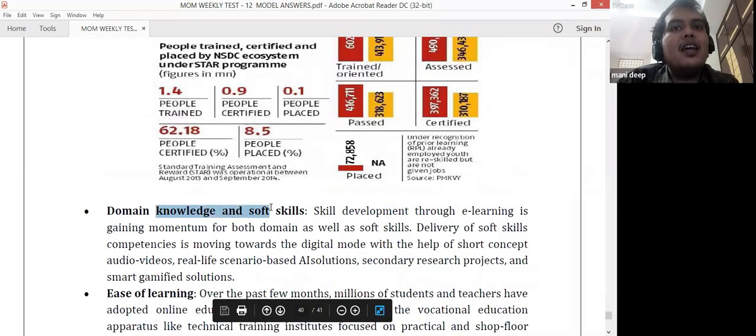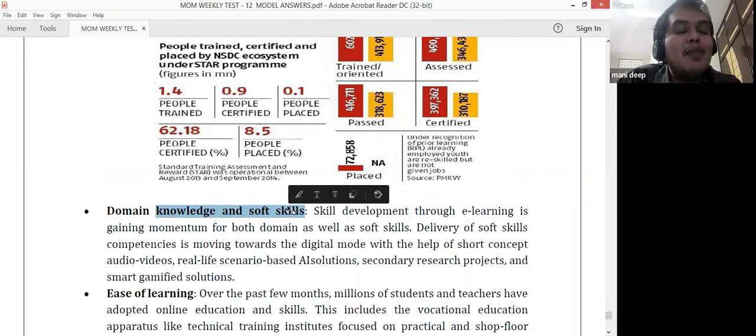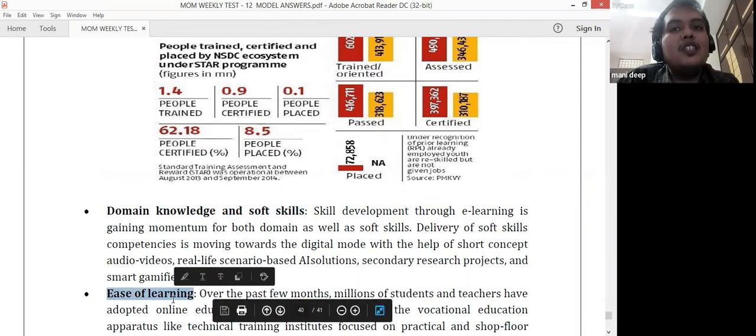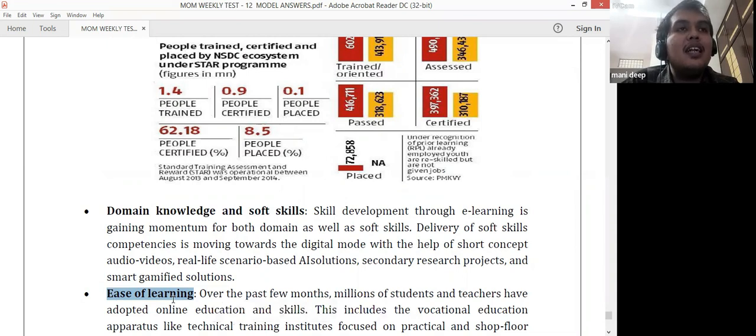Here you can write about domain knowledge and soft skills. If you have knowledge and are provided a platform, you can share this knowledge. Then you can write regarding ease of learning. For example, earlier they had to move to different places. Now it has become universalized to every tier 2 and tier 3 city also. And learning has become much easier because it is based in native languages and has flexibility in the curriculum. This has provided more interest for people to join skill training.